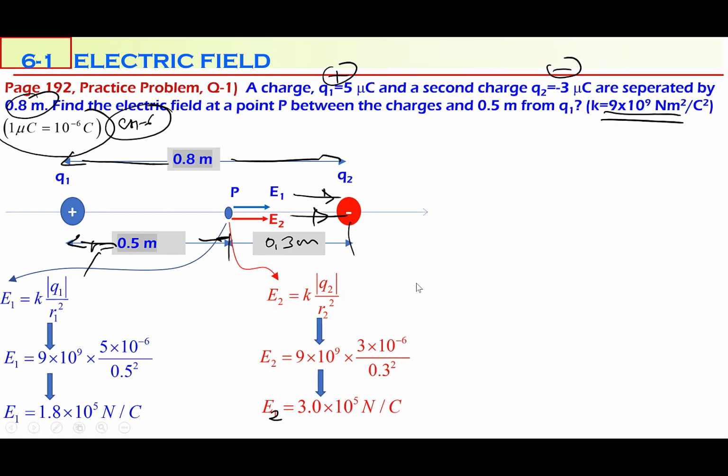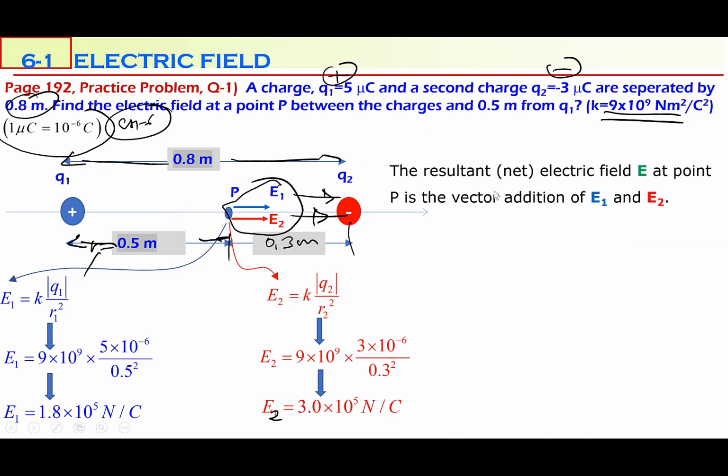Now, what is the net electric field at point P, which is the resultant electric field? There are two vectors, E1 and E2, and these two vectors are in the same direction. If two vectors are in the same direction, what should I do? Should I add them or subtract them? You add them. We add them. E1 plus E2. E1 is 1.8 times 10 to the power of 5. E2 is 3 times 10 to the power of 5. Adding them, the result is 4.8 times 10 to the power of 5 newton per coulomb.